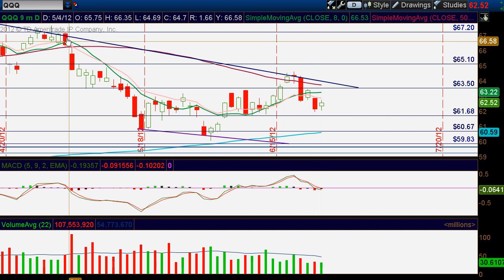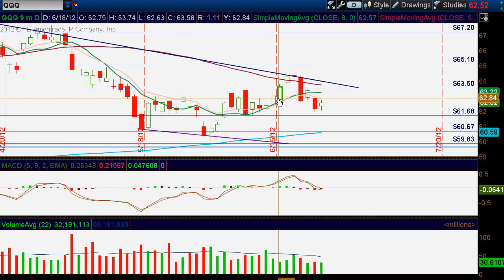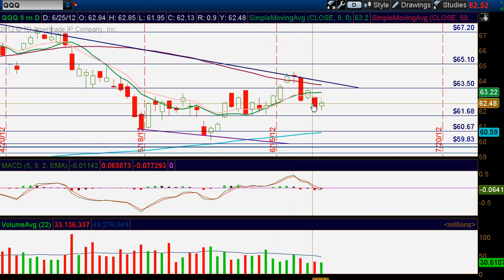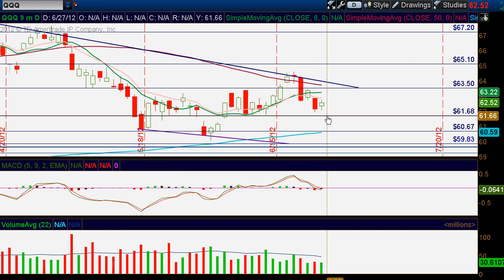And then the other thing that I wanted to point to you is that we have formed a lower swing high on the Q's on the daily chart, which means that we are continuing down. Okay, so now what we need to pay close attention to is that next area of support down here, 61.68, which we talked about yesterday as well. And then if we do ever break through it and close the day below it, then we could head all the way down to that next area of support down here at 60.67. So those two areas are very important.